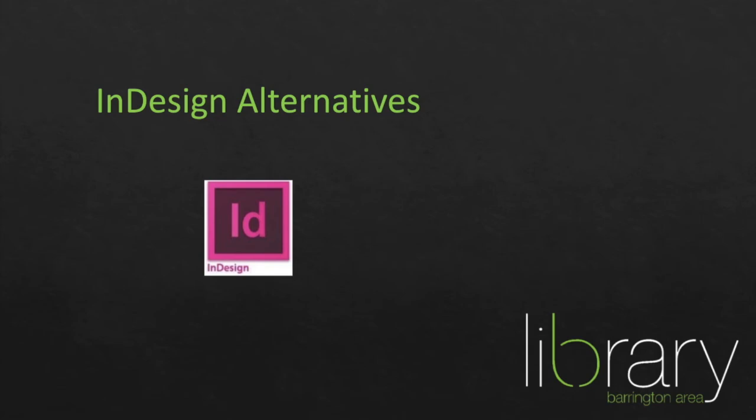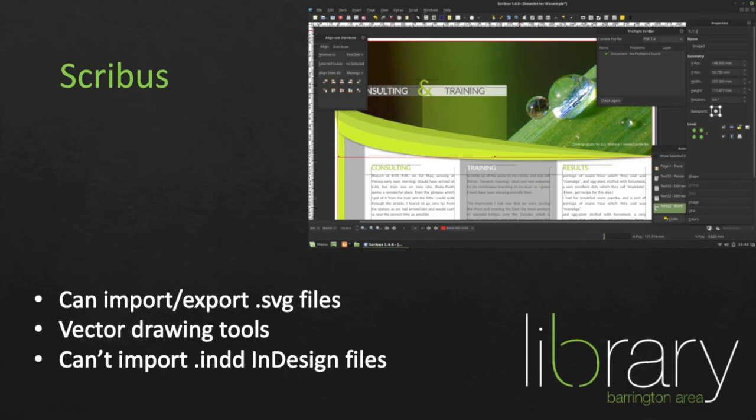InDesign alternatives for desktop publishing. So the cool thing about Scribus is that you can import and export SVG files. These are basically vector graphics image files, and InDesign cannot import or export SVG files. So that's one thing that Scribus has over InDesign.